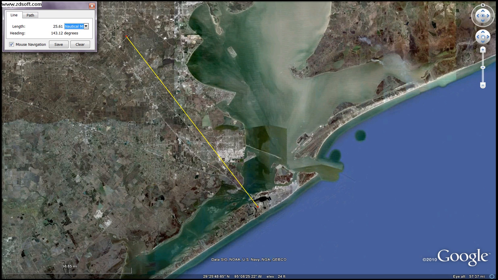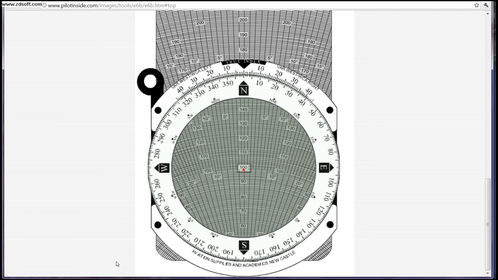Now from your calibrated airspeed, you're going to look for your true airspeed. Now this is what gets a lot of people confused, going from calibrated to true. To figure this out, you're going to have to use your E6B. So again, you can use your manual E6B or you can use an electronic E6B. But I think in this case, I'll go ahead and show you how to use a manual E6B to figure out your true airspeed.